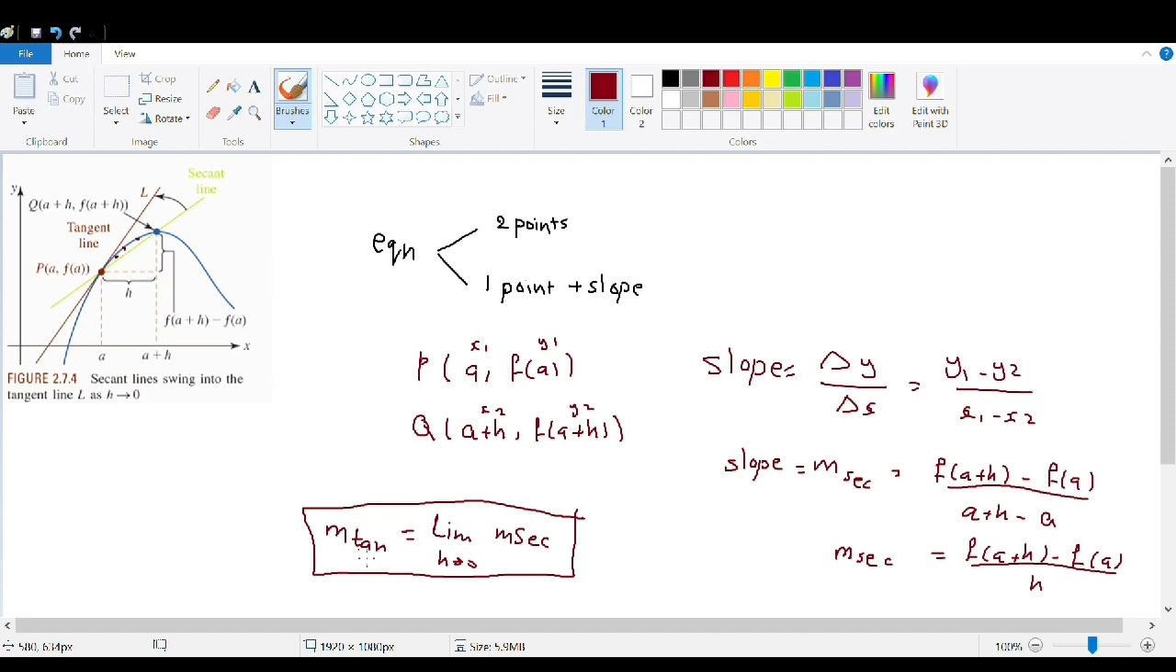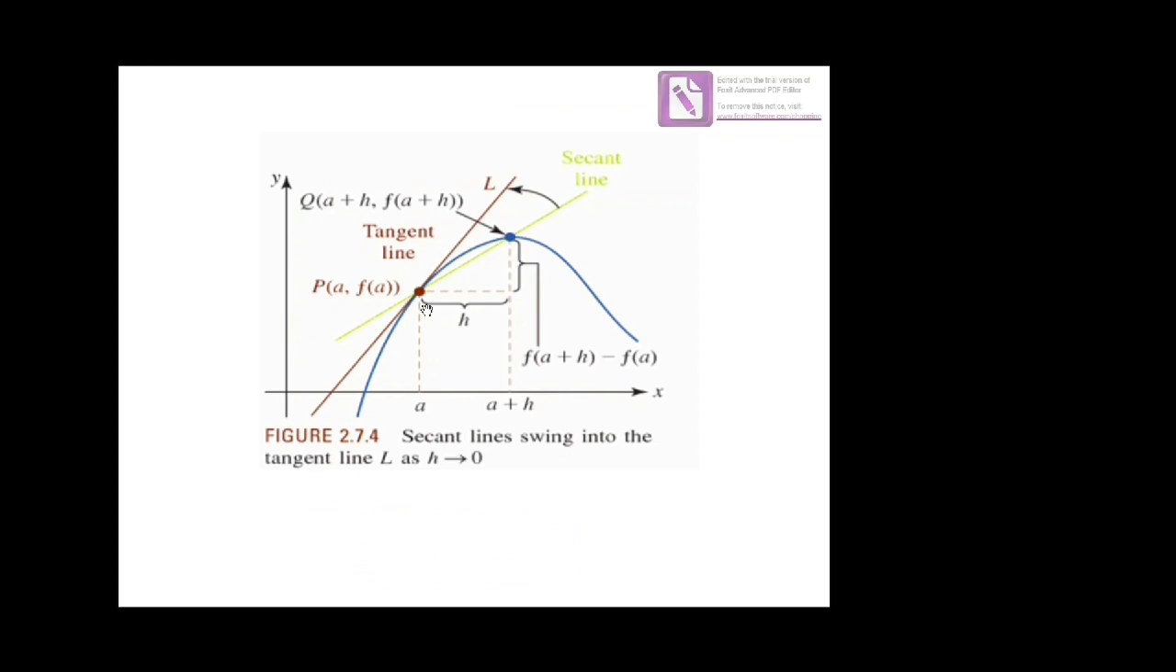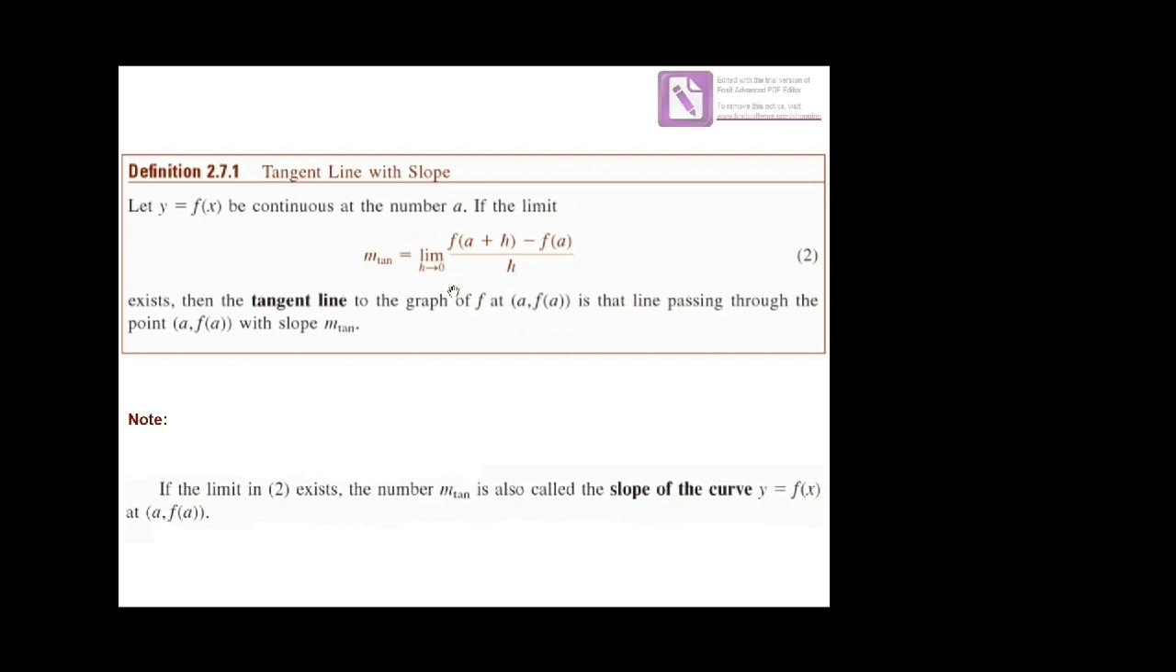So that means the slope of the tangent line equals the limit of the slope of the secant line whenever h approaches 0. We have the point P and the point Q here, the secant line passing through the points P and Q, and the tangent line passing through the point P. So we can derive the slope of the tangent line from the slope of the secant line. And this is in Definition 2.7.1.